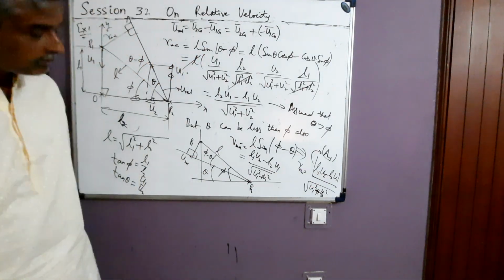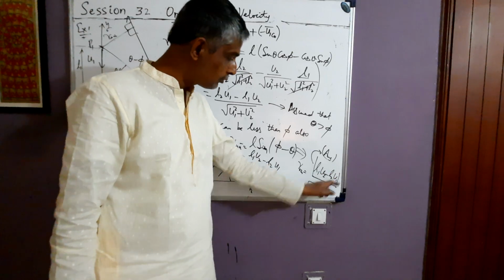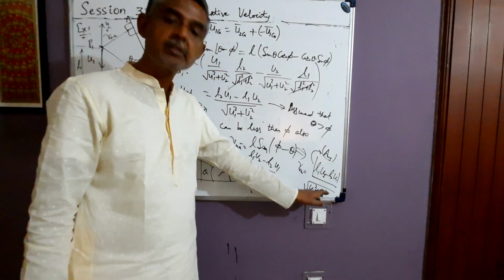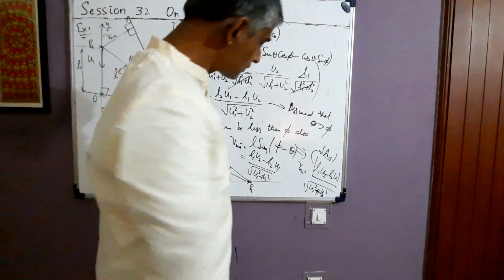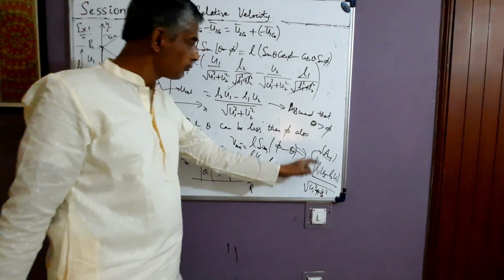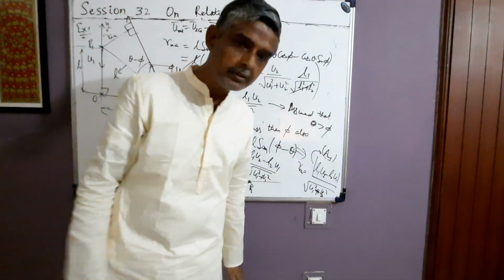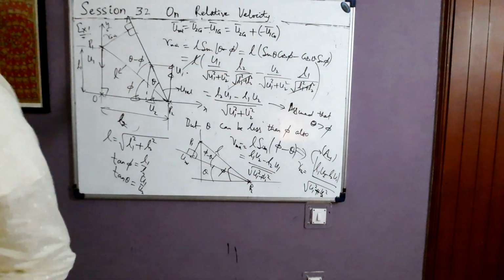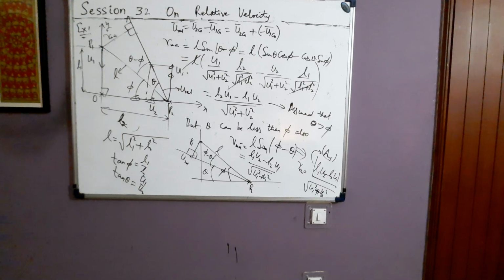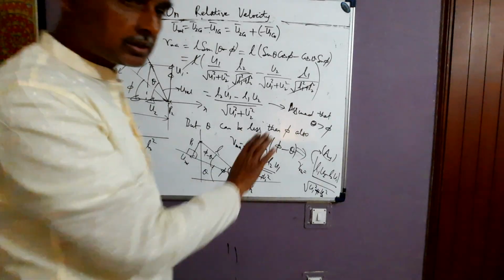Fine. So R minimum will be mod of L1 u2 minus L2 u1 by root under u1 square plus u2 square. Alright. This is going to be the final answer. Both the cases are covered in this. So this problem I have discussed fully.